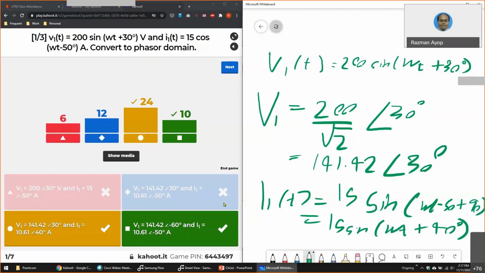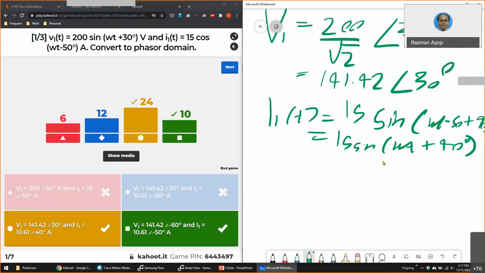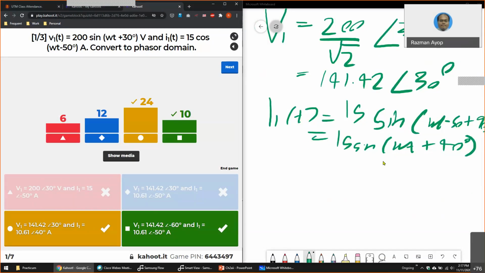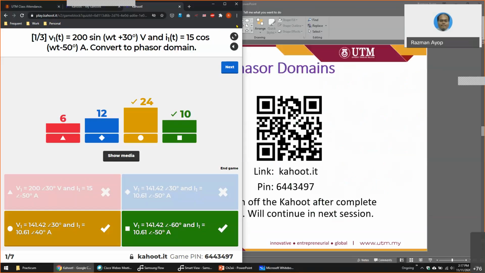So then convert to phasor. I1 equals 15 divided by square root 2, and the angle is 40. So the answer is this one. The other way around, you can try after this.